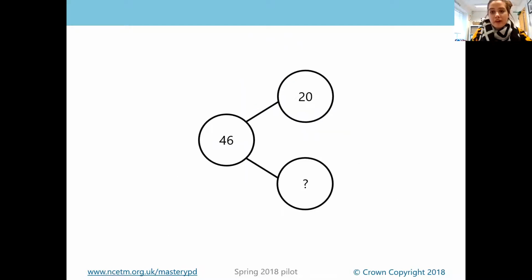Okay, pause and have a go at this one. We've got 20 and something make 46. I haven't got any ones there, so I know that my 6 must be here, but what number makes 46 with 20? Excellent. Now for this one, I also want you to come up with the calculations that you could have for it. That's before we move on to the next one.